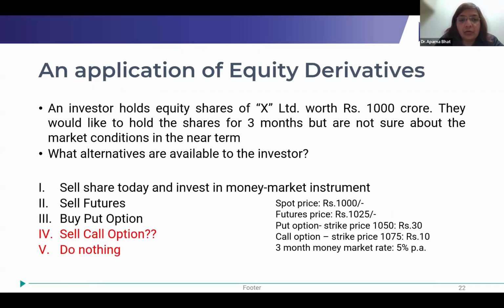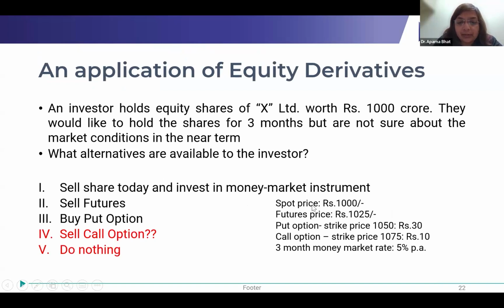So before we conclude, we'll just look at a very simple example. Let's say there is an investor who holds equity shares in X Limited, and the investor would like to hold these shares for 3 months, but they are not sure about the market conditions in the near term. So his investment horizon is 3 months, but what are the alternatives? Let's say the next 3 months are going to be volatile. So the investor is not sure about the outlook for this company. So what alternatives are available?